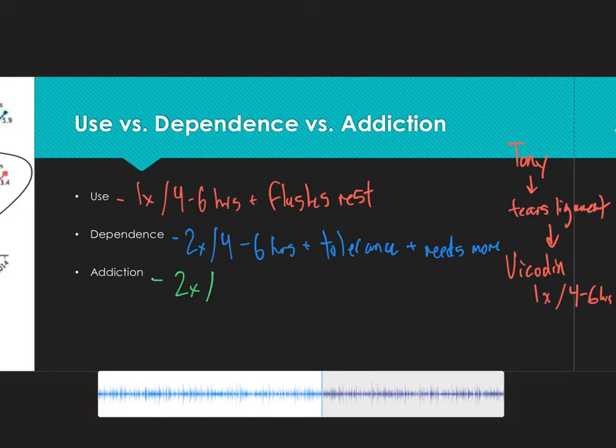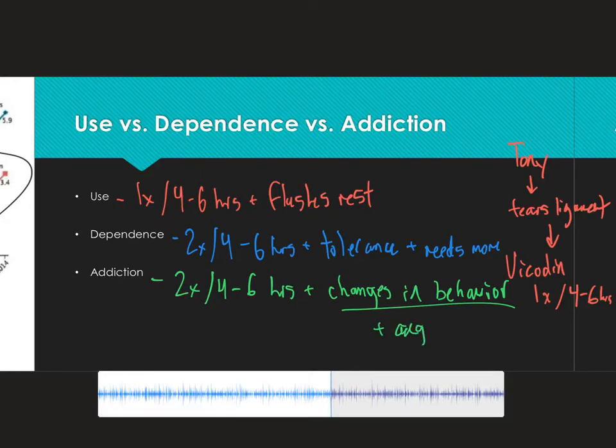Tony now only feels pain relief when he takes 2 to 3 Vicodins. Addiction would be Tony taking 2 Vicodins per dosage, similar to the dependence example. However, now Tony exhibits changes in behavior that require his body to need Vicodin in order to feel normal. Tony begins sweating profusely, feeling nauseous, and even lashing out at his girlfriend and family when he doesn't have any Vicodin. His surgery has long healed.